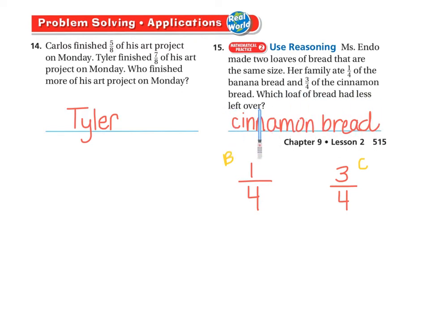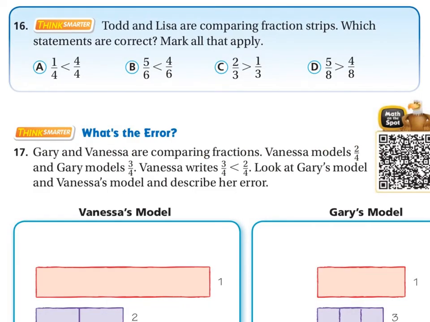That was a really tricky question. If you didn't think about that carefully, you probably said 1/4 because that is the lesser fraction. But we don't want the lesser fraction. We want the least left over, which is 3/4. That is cinnamon bread. Okay, we're moving on to number 16 on page 516.